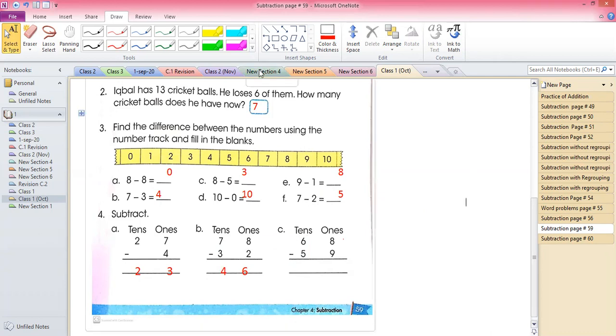78 minus 32 equals 46. Very good. Okay. Who is next?